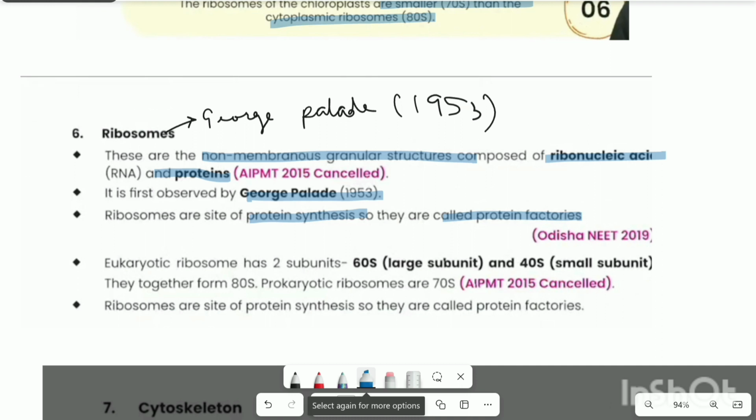In the eukaryotic ribosome, there are subunits that are 60S and 40S, whereas in the prokaryotic ribosome it is 70S. And in eukaryotes, together they form 80S.